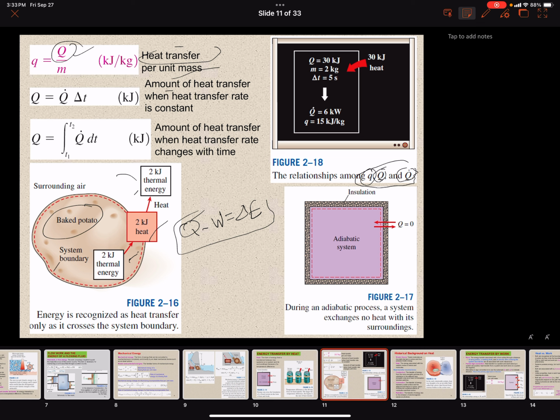For the amount of heat transfer when the heat transfer rate is constant, you can use this equation. But if the heat transfer rate changes with time, you can do the integration to find Q. Last thing in this slide, let's talk about the adiabatic system, which we have talked about: when a system is well insulated, it is an adiabatic system, so there is no heat transfer.